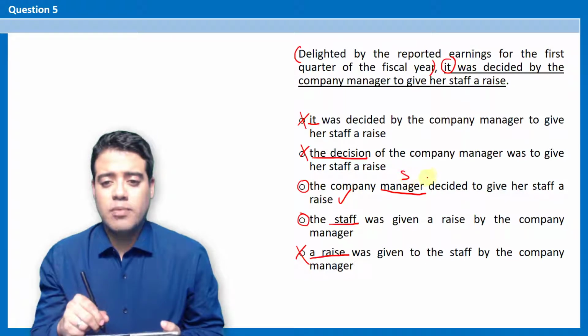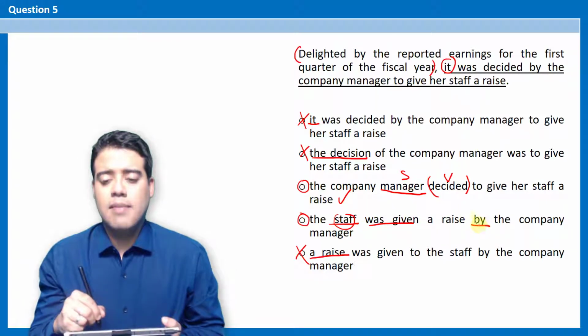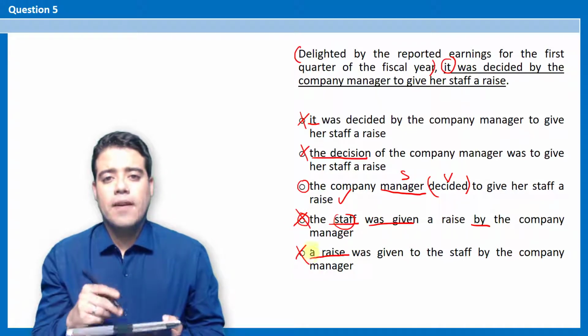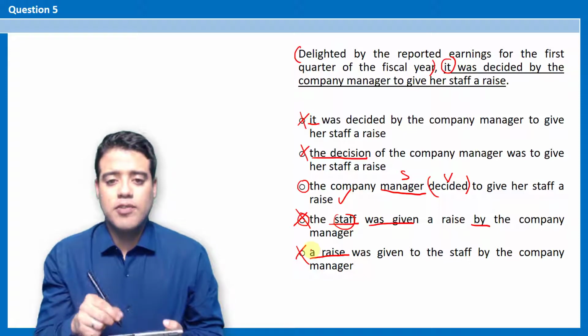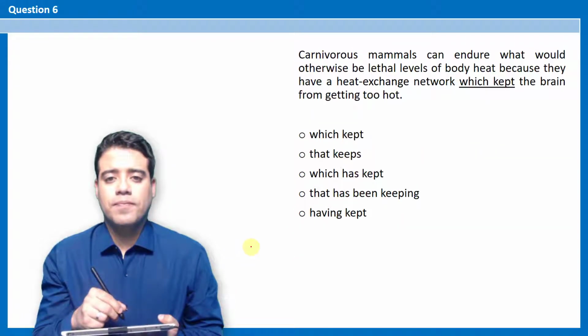The manager, subject, decided, verb, which is much better than the staff was given a raise by the manager. That's passive voice. We prefer active, when the subject performs the action, active voice. So C was the best choice. Let's take a look at number 6.